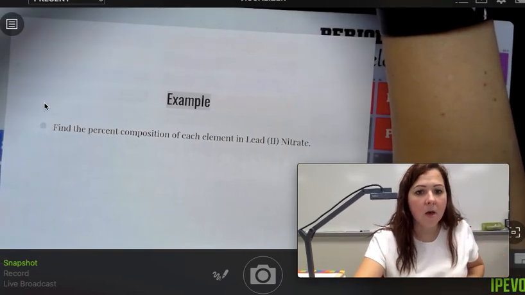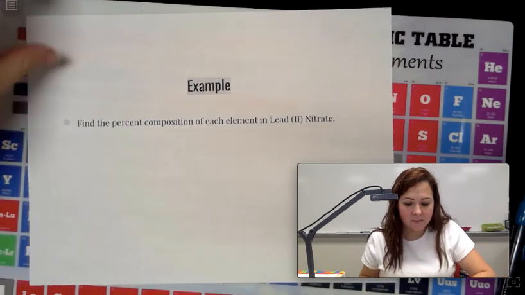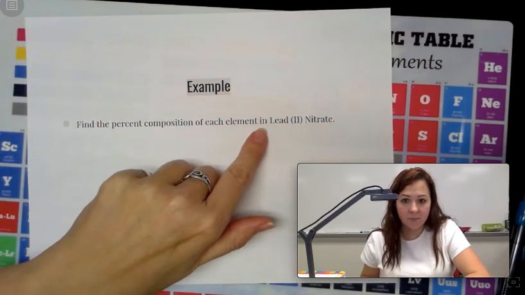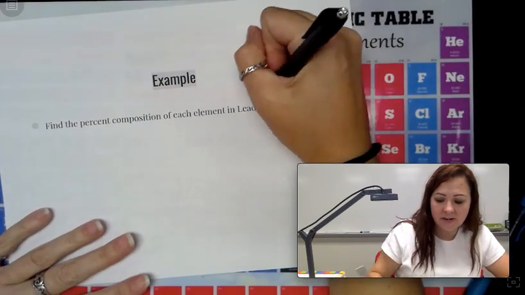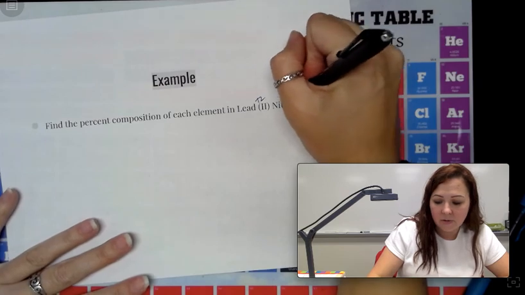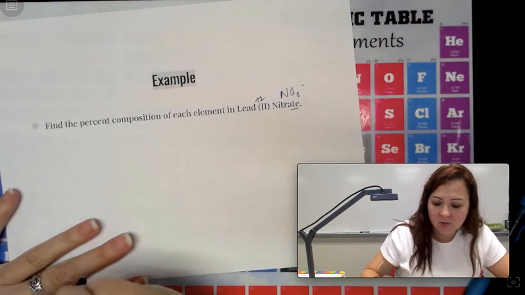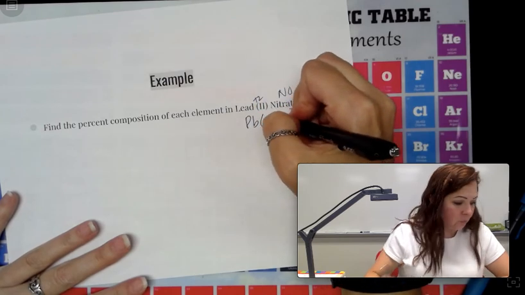There we go. In the example that I have, it says find the percent composition of each element in lead-2 nitrate. I need a formula. Lead-2, this 2 means that lead has a +2 charge. Nitrate, ATE, is NO3 minus 1. So we're going to swap and drop, and we end up with Pb(NO3)2.